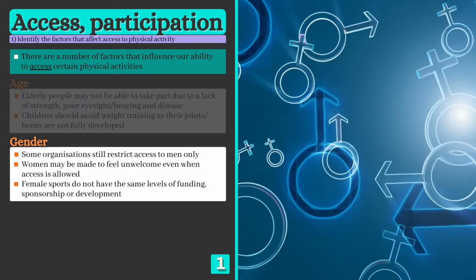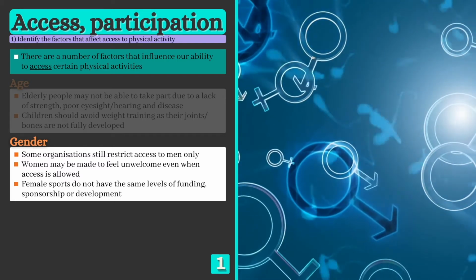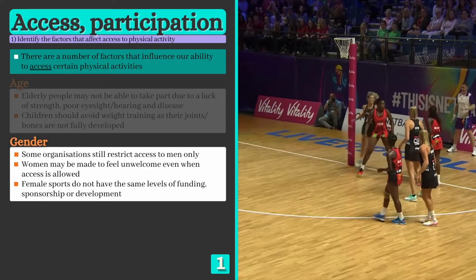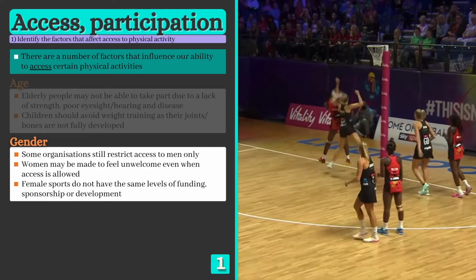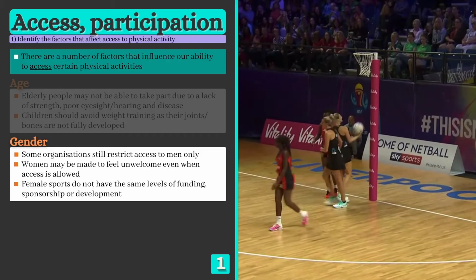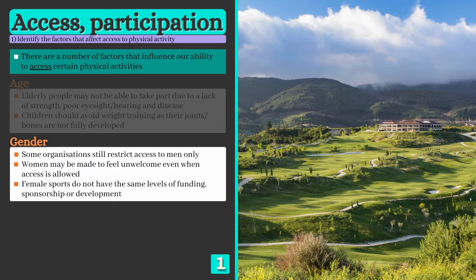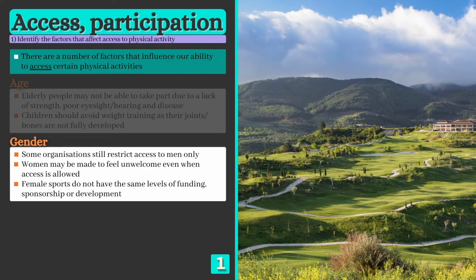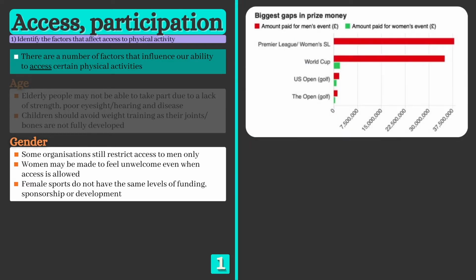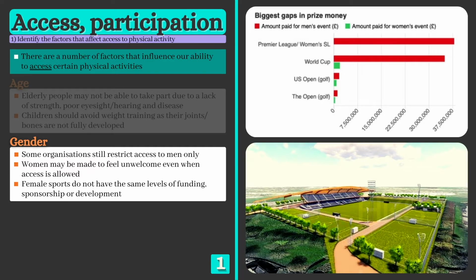Next up is gender, and there are a number of activities that may be difficult for either men or women to access. For example, netball is traditionally viewed as a female sport, meaning opportunities are extremely limited for males, while a small number of organisations such as golf clubs prevent women from taking part at all. In addition, female sport generally receives less funding, meaning high-quality facilities and coaching are more difficult to come by.